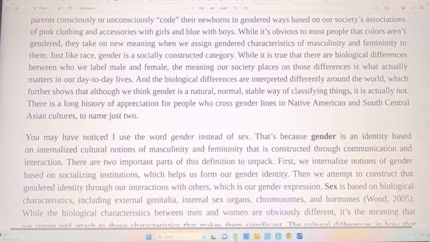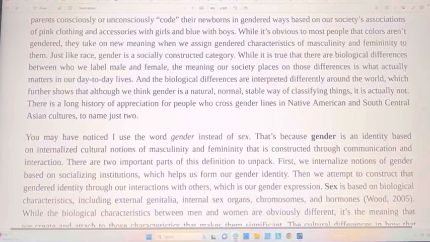Just like race, gender is socially constructed. While it is true that there are biological differences between who we label male and female, the meaning our society places on those differences is what actually matters in our day-to-day lives. And the biological differences are interpreted differently around the world, which further shows that although we think gender is a natural, normal, stable way of classifying things, it is actually not.